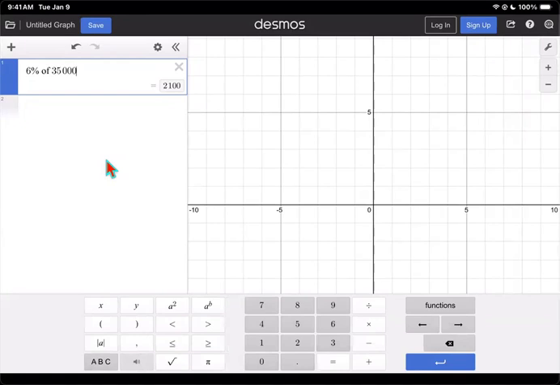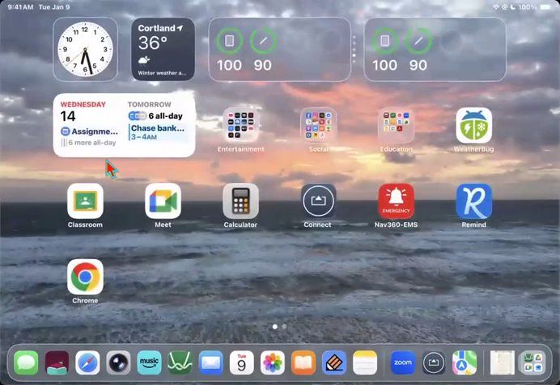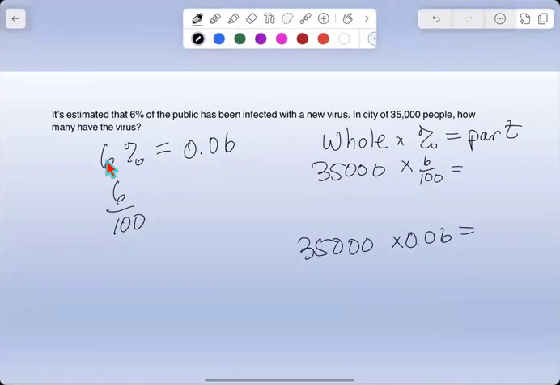It's a little weird, but you can do it like that. You can also do 35,000 times 0.06, like I've showed you before. See, same number, 2100. So any way you slice it, approximately 2,100 people would have the new virus. Okay, so there you go.